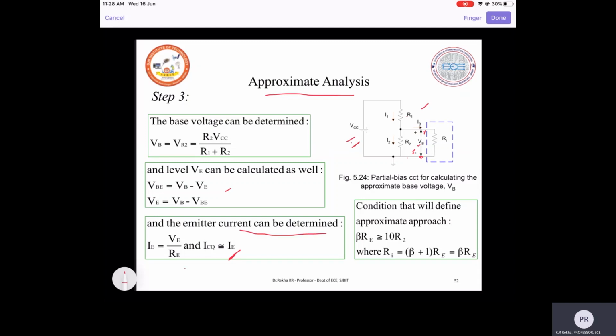So how can we find it? That is the emitter current which will be here. The emitter current is the voltage across the shunt resistance, if you know it, so you can easily find the current, and ICQ is approximately equal to IE. So the condition that defines the approximate approach is beta RE is greater than or equal to 10 R2, where R_i is beta plus 1 into RE, which is approximately beta times RE. Can I write like this?